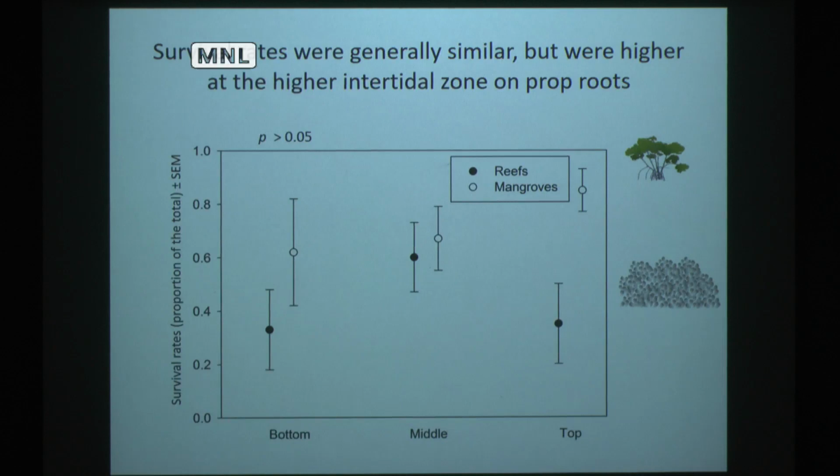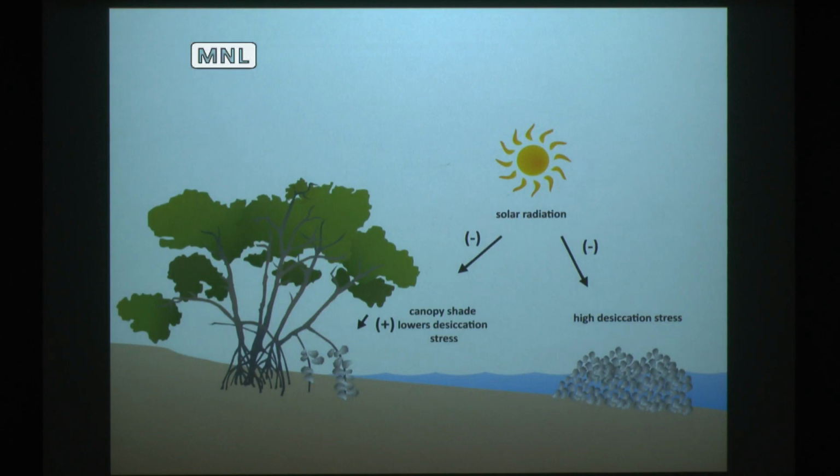Now, when we plot the survival rates on mangrove prop roots, we see that the survival rates did not follow the same pattern. There were not strong differences between bottom and middle, but there were strong differences between the top of mangrove prop roots and the top of reefs. So it's interesting in particular to focus on this difference in the upper intertidal zone, because if we recall our initial image of this chapter, this goes in agreement that mangrove canopy may be lowering desiccation stress for oysters.